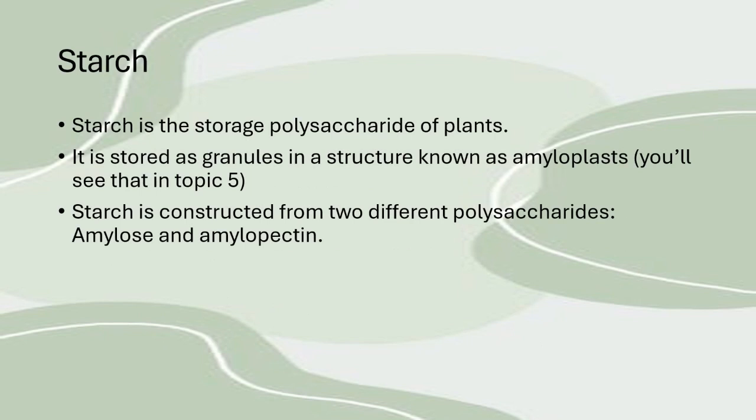So now, focusing on starch. Starch is a storage polysaccharide of plants. It is stored as granules in a structure known as amyloplasts. That point is all you need to know if you're doing AS level biology, but if you're doing A level biology, then you will come across amyloplasts once again in topic 5. Moving on, starch is constructed from two different polysaccharides, amylose and amylopectin, which of course everyone should know.